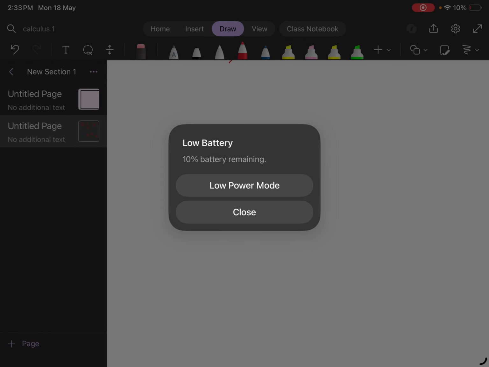I think, okay, I have to charge this device. Okay. Yes, done. Okay.